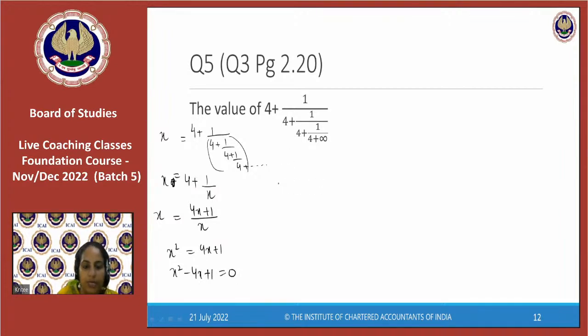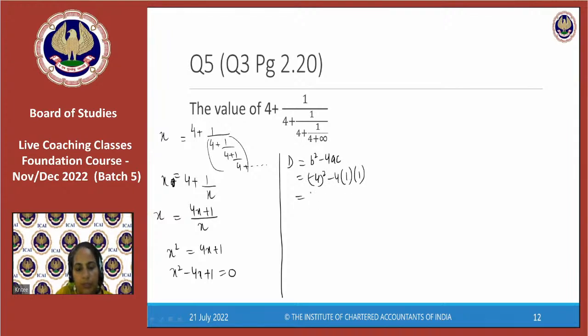Use the discriminant here. You will not be able to find it by factorization because no factors give you 4 as a sum. So you find D. D is b square minus 4ac. It is minus 4 whole square minus 4 into a is 1, c is 1. So this is 16 minus 4 into 1, that is 12. D is 12 here.